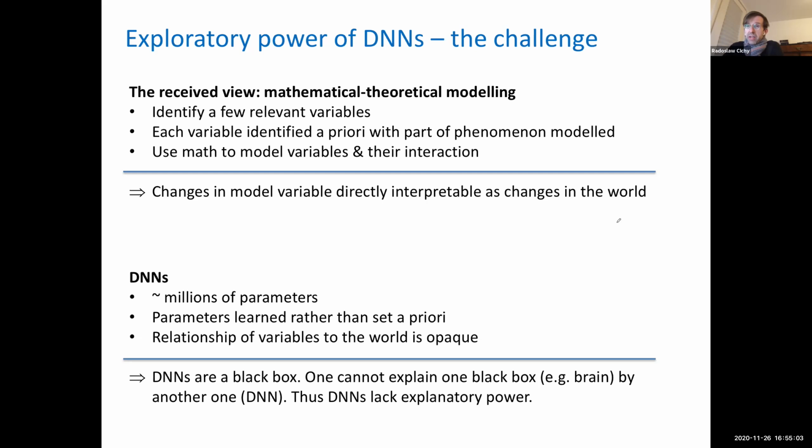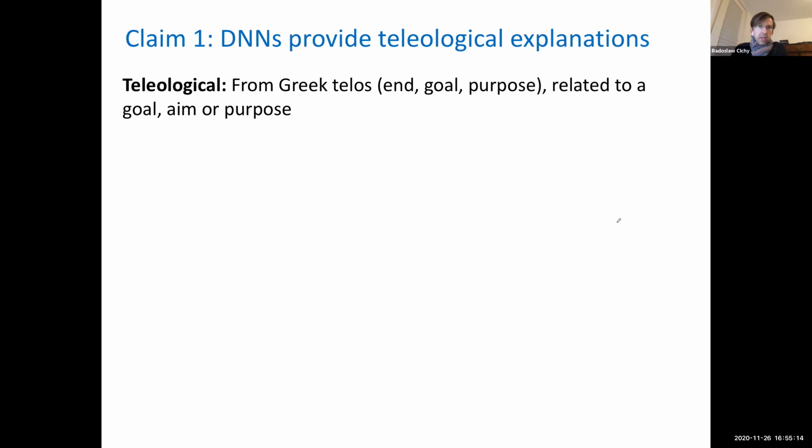And it makes sense, right? If you have this view of mathematical theoretical modeling, it just doesn't square. So what can we respond to this? And there are different ways you can respond to this. One is you say deep networks change the game.